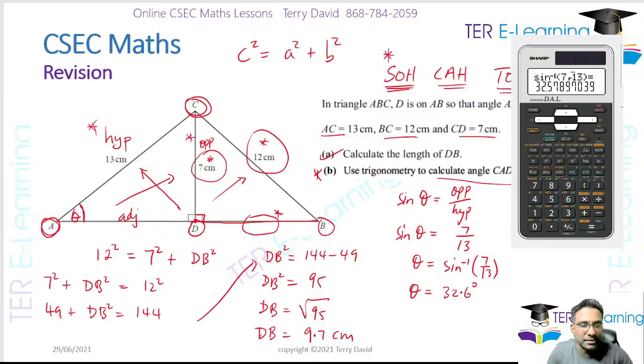Now, some students, they can work it like this. Some of you all can't, right? What you could do is do this. You work out the 7 over 13 first. 7 divided by 13. I'm going to get this big long decimal. And then all you do, you press second function, sine, and you're going to get the same answer, right? So however you want to work it out, that's fine. But the answer is 32.6 degrees.